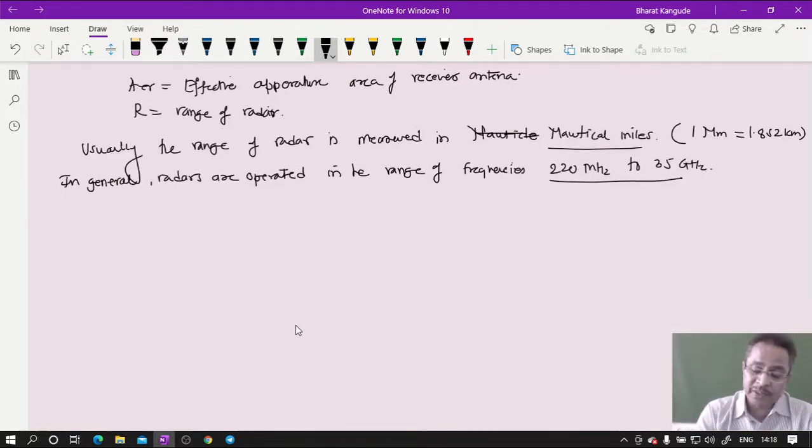So all these frequencies vary between 220 megahertz to 30 gigahertz. A large range is there, so you can prepare such types of radars. There are certain radar characteristics also, but we won't go into these characteristics. These are very simple, so you have to go for choice. For what purpose do you have to prepare a radar?